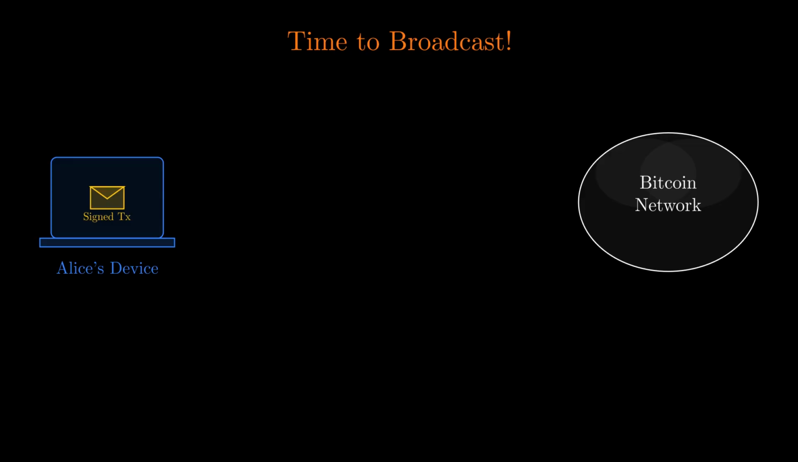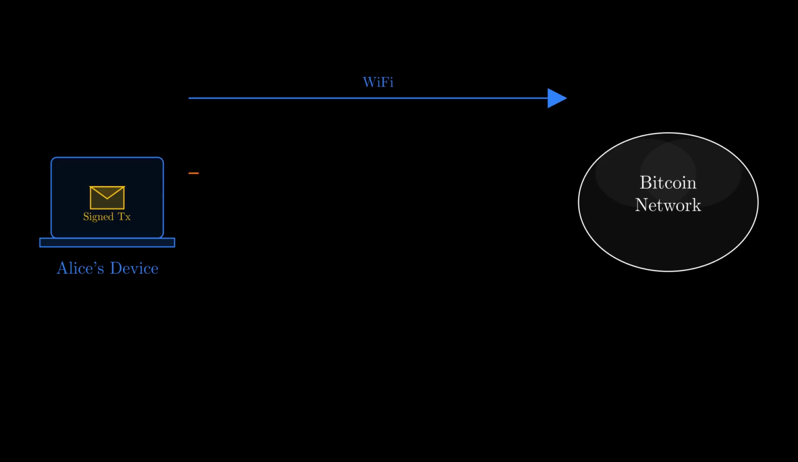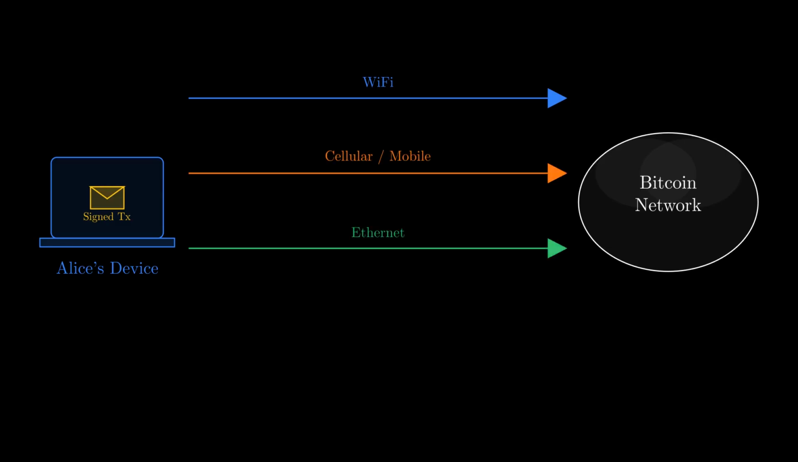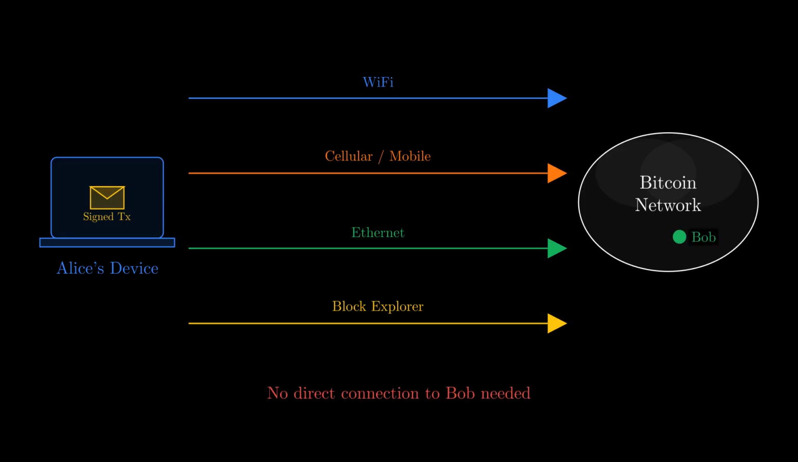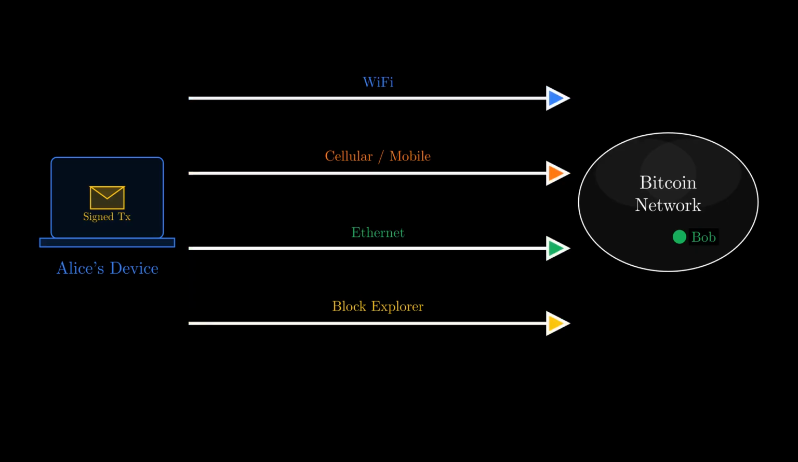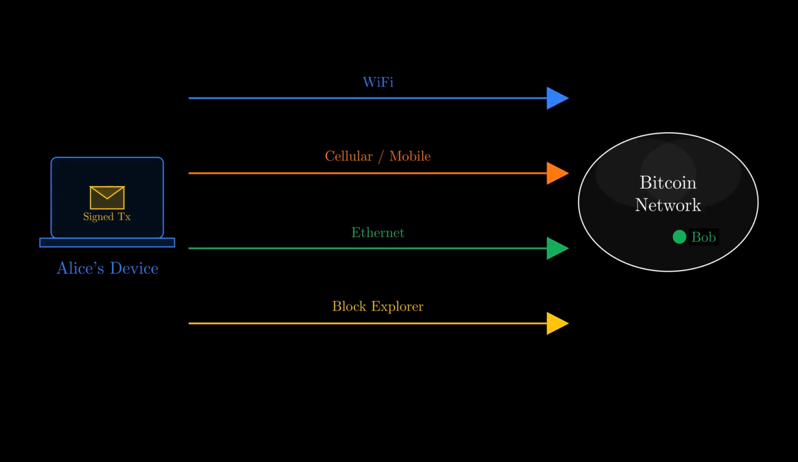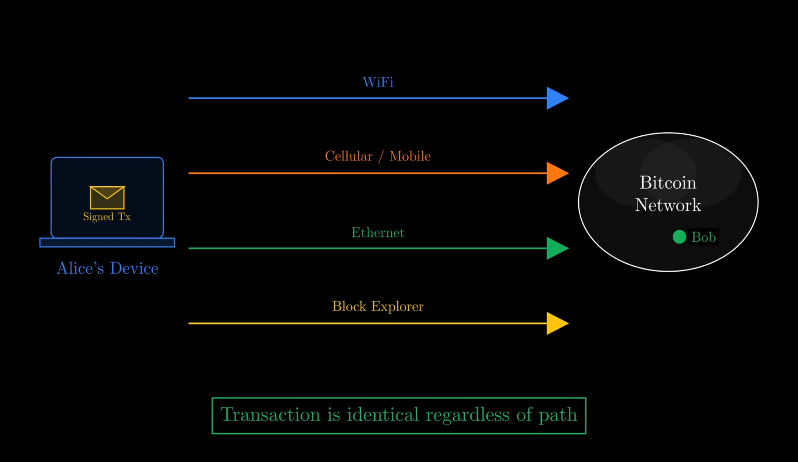Remember the check analogy? The check was valid when signed. Delivering it was a separate act entirely. This transaction is self-contained. It carries everything any node on the network needs to verify it independently. That means Alice can transmit it through any channel, Wi-Fi, mobile data, a wired Ethernet connection, or she can paste the raw transaction hex into a Block Explorer website that relays it on her behalf. She doesn't need to connect to Bob's wallet. Bob doesn't need to be online. The Bitcoin network is transport-agnostic. The transaction is identical regardless of how it arrives.